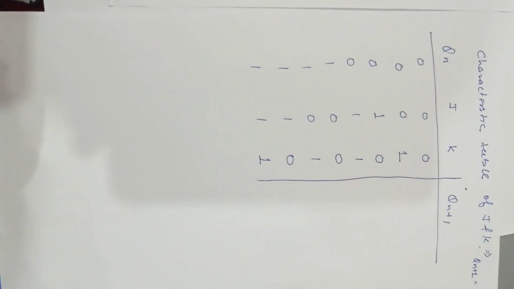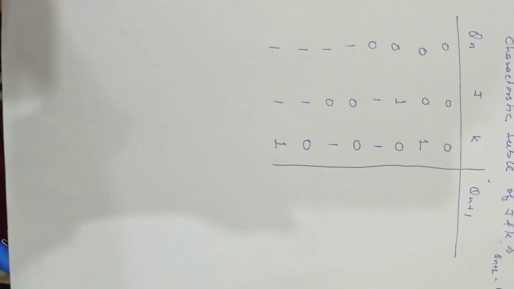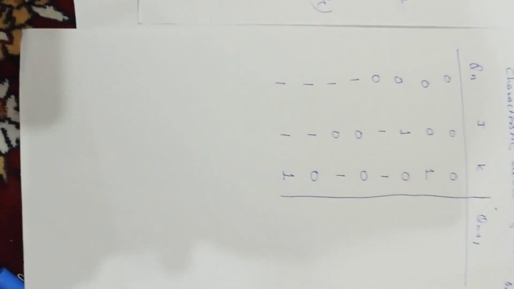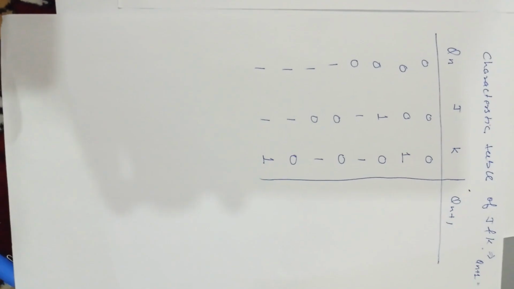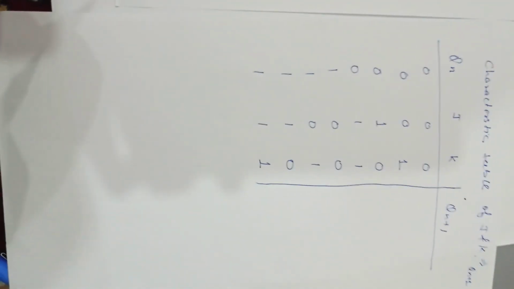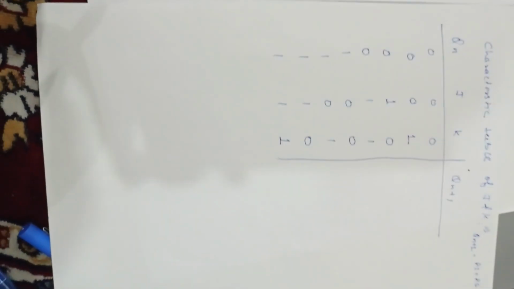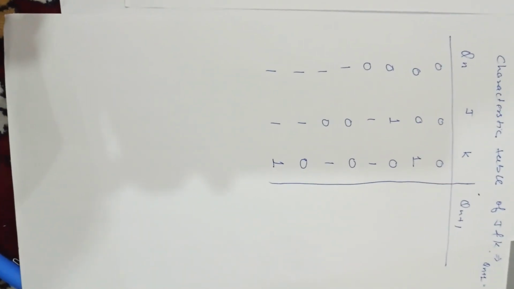So the next one is the characteristic table of J and K. Here we are deriving the characteristic and excitation tables of the J K flip flop. These tables are important whenever we are doing the conversion of flip flops. These two tables, the characteristic and excitation tables of the flip flops, are very important.